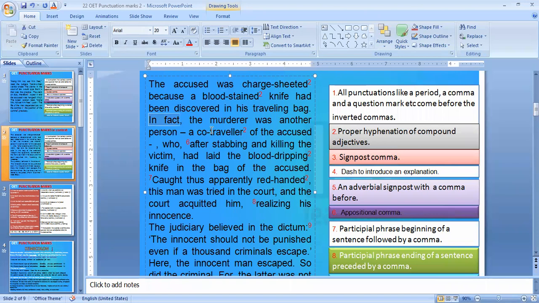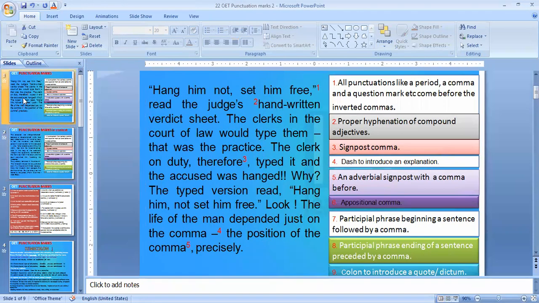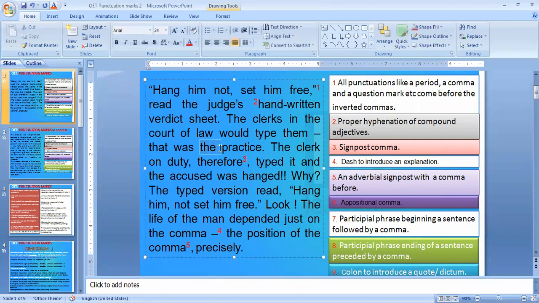Co-traveler, hyphenated. Yeah, this is also apposition. Apposition can be between 2 dashes or between 2 commas. So these are the things you should remember. I hope it's clear to you. Revisit the story. "Hang him not, set him free." Read the judge's handwritten verdict sheet. The clerks in the court of law would type them. That was the practice. Again, contextually, I bring your attention to the spelling of practice.